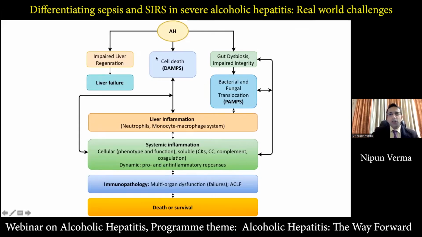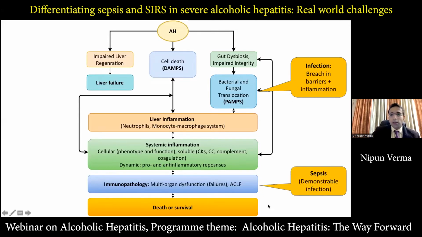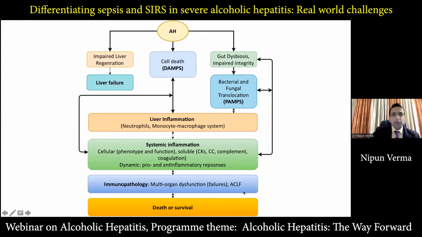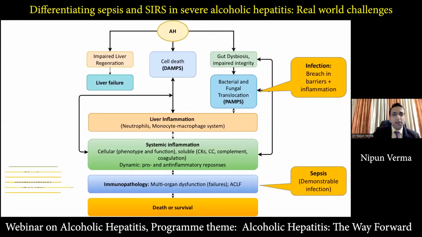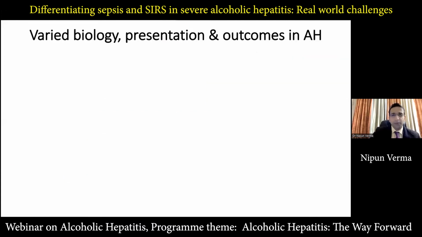So in this biology of alcoholic hepatitis, on one hand there is cell death leading to inflammation, which is a sterile inflammation. On the other hand, there is a pathogen or microorganism inciting an inflammation, which is called pathogenic inflammation. It may be corroborated with the definition of infection, where there is a breach in barriers and there is inflammation, and sepsis, when this infection leads on to dysregulated inflammation and organ damage. Whereas on the other hand, there can be sterile inflammation because of DAMPs. So how to differentiate between all this?